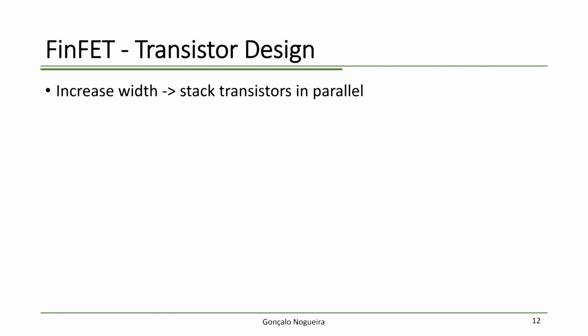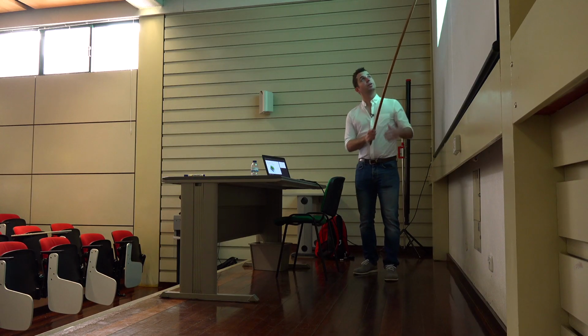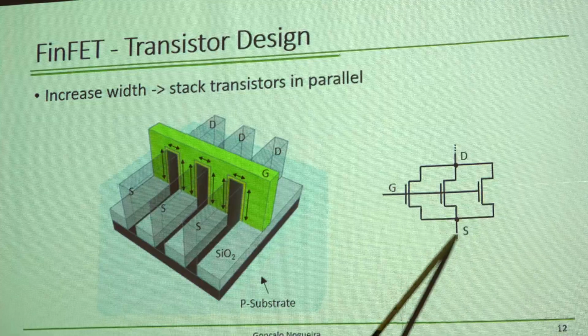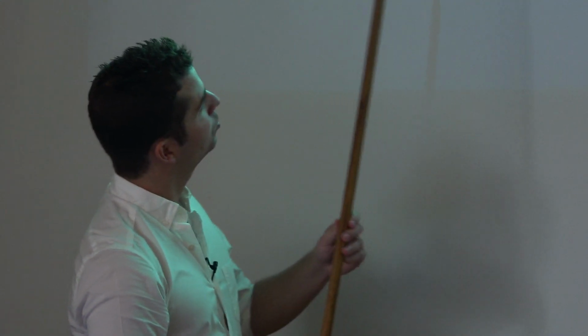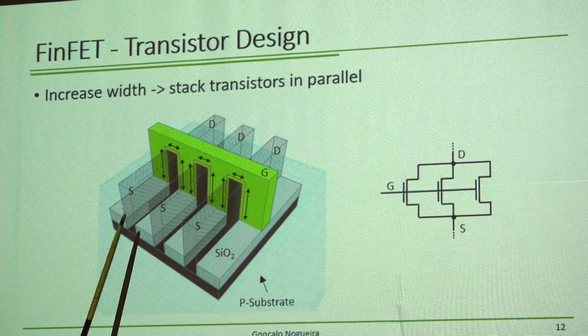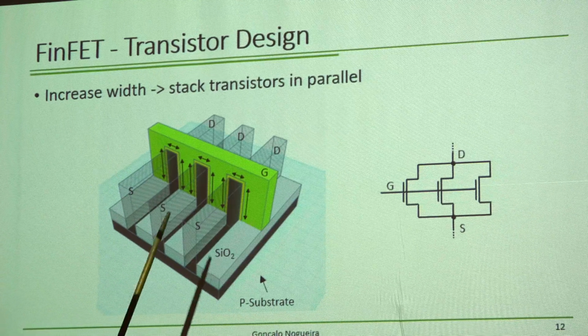So how do you increase the width of transistors? So you stack them in parallel. This is the way it looks in a schematic version. You short the sources, short the drains, and short the gates. For you to imagine it better here in 3D, imagine that you grab all the fins and you bring them together.